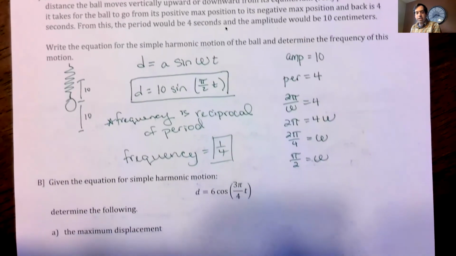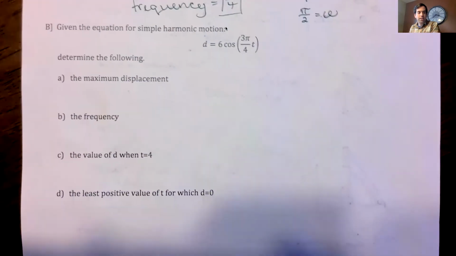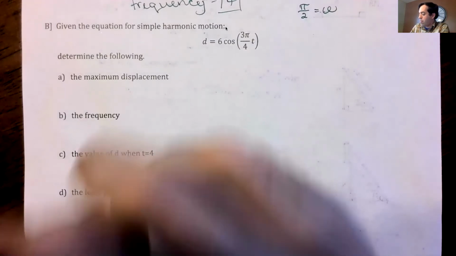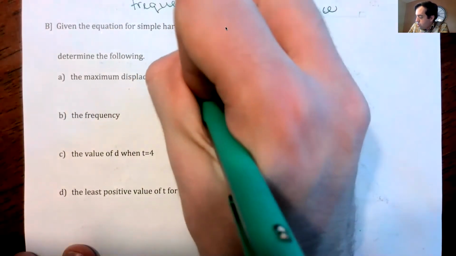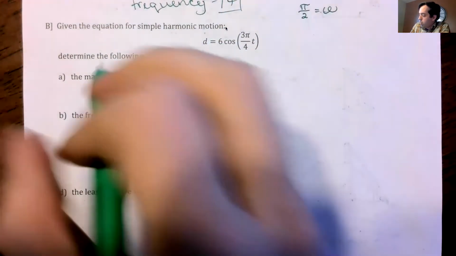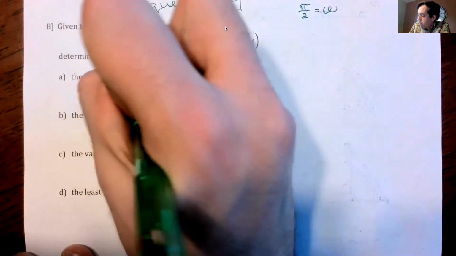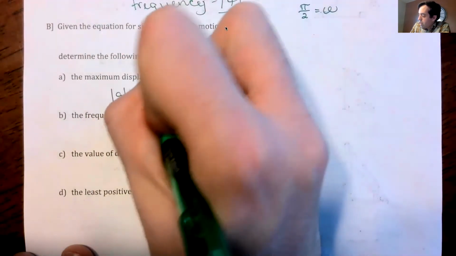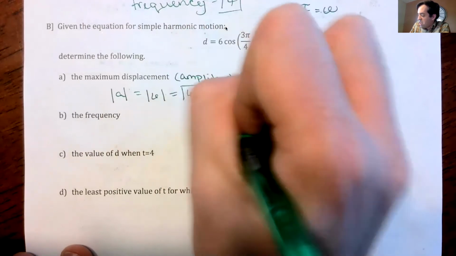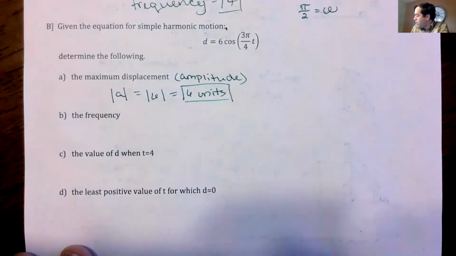This time we are given the equation and we're supposed to find some of the details about this motion. So first of all, we want to know what's the maximum displacement. That's another way of saying the amplitude. So the amplitude here would be the absolute value of A, which would be the absolute value of 6, which is just 6. And I'm not given any units here, so it's just 6 some sort of units.